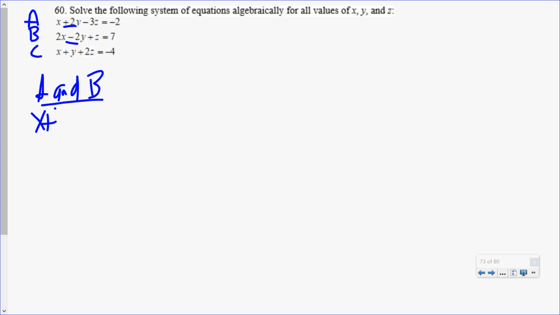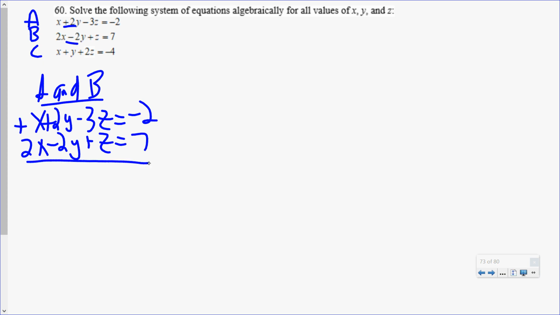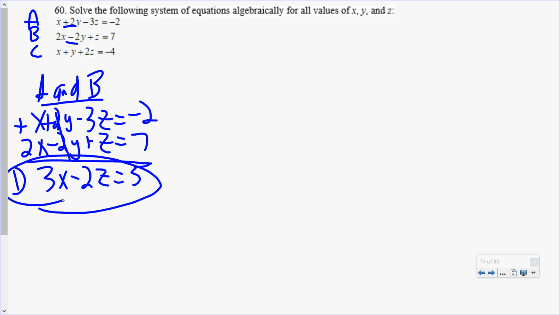x plus 2y minus 3z equals negative 2. 2x minus 2y plus z equals 7. If I add them together right now, the y's are going to cancel. 3x minus 2z equals 5. I call that equation D. Now I'm going to choose another pair of equations and get the same variable to cancel.